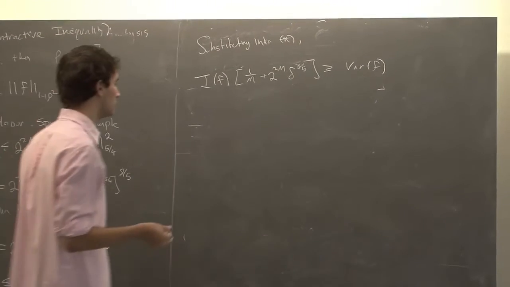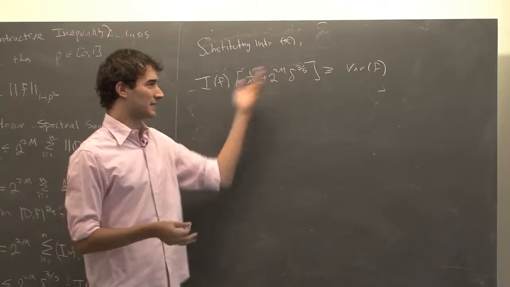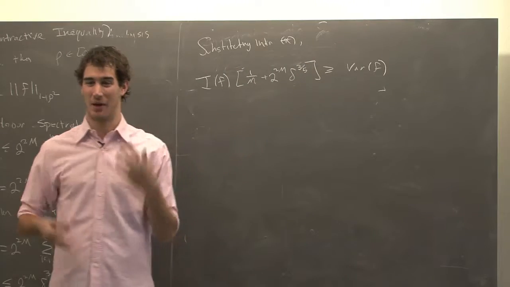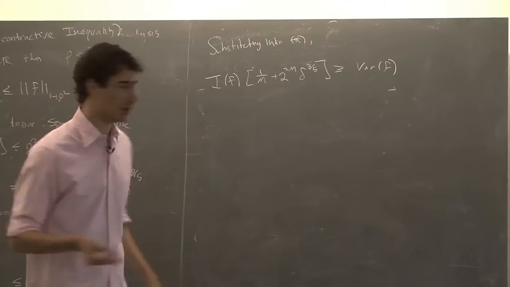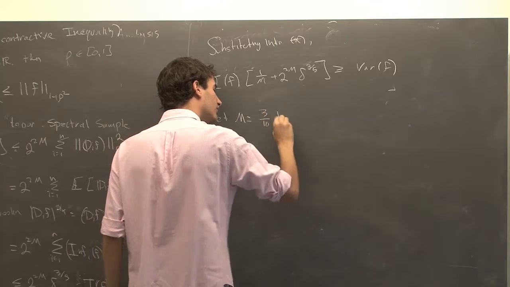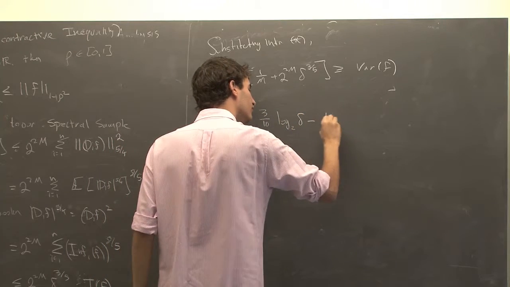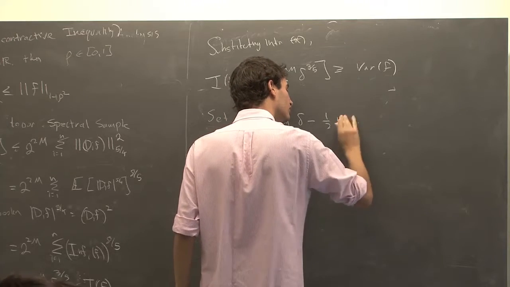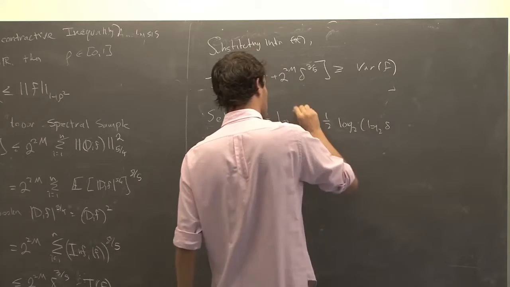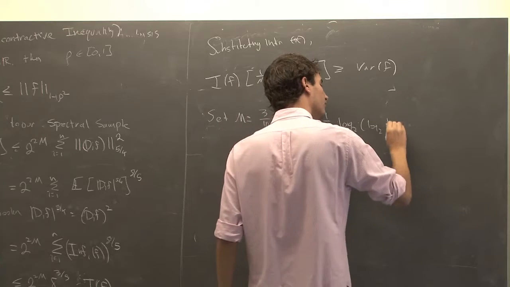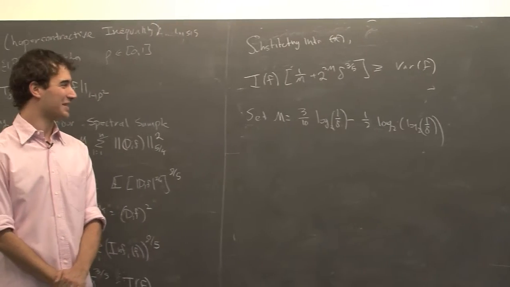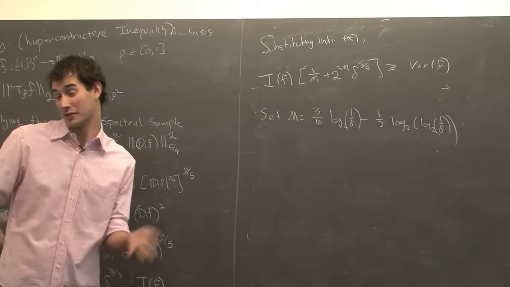Well, strictly larger than 1. So you can sort of see logs popping up here, right? I'd like these two to be equal, and I'd like them to somehow balance out correctly. And just to spare you guys the work, I'll make this a 1 over delta so it's positive. I'm going to make m be 3/10 log 2 of 1 over delta minus 1/2 log 2 of log 2 of 1 over delta, because of course.